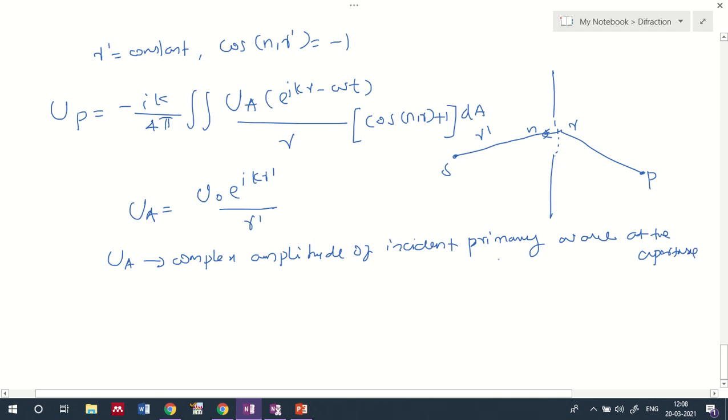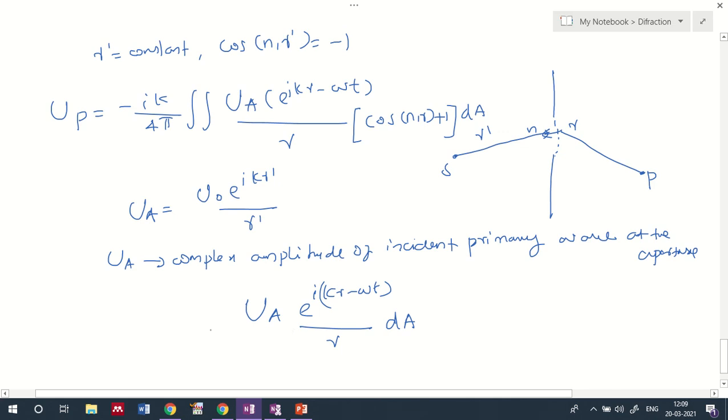From this primary wave, each element dA of the aperture gives rise to a secondary wave. So by using this UA, each point in the aperture, that is each dA, will give rise to a secondary waveform. That is actually a simple interpretation of this equation.